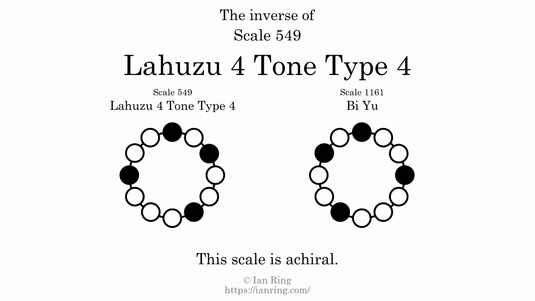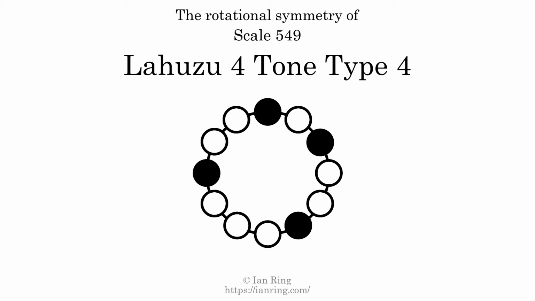The inverse of a scale is a mirror image. It is what you get when the sequence of intervals is reversed. The inverse of this scale is scale 1161, also known as BU. This scale is achiral, since it can transform into its own reflection by a rotational transformation. This scale has no rotational symmetry.